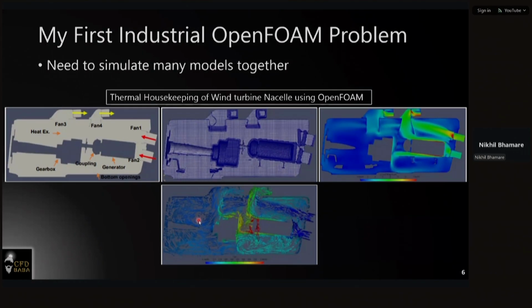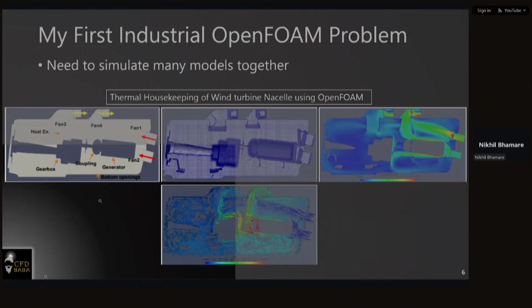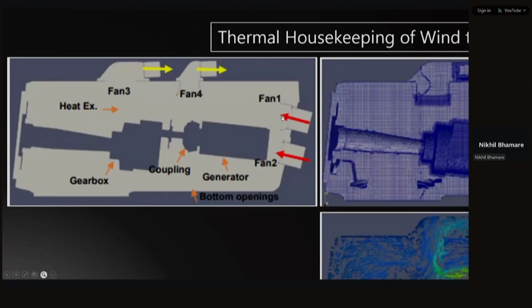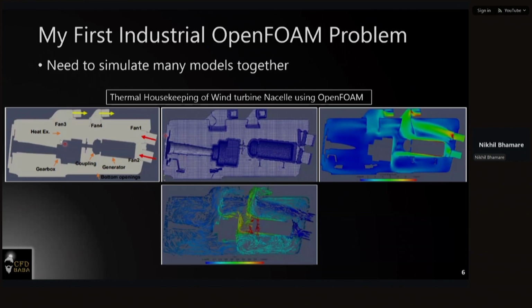And now let's look at the first industrial problem which I faced in OpenFOAM, which I was talking about. For industrial simulations, you always need to simulate many models together. Like in this case, first there was a fan boundary condition, then there was heat generation, then there was rotation of the coupling, there was porous medium due to heat exchanger, and there was also porous medium at the bottom for openings. So many models need to be simulated together in order to simulate a real industrial CFD problem.